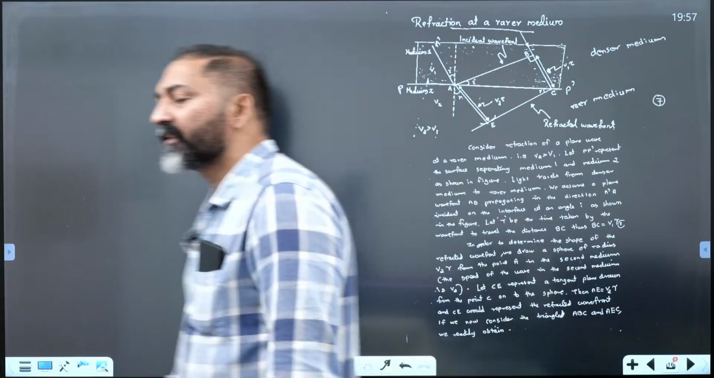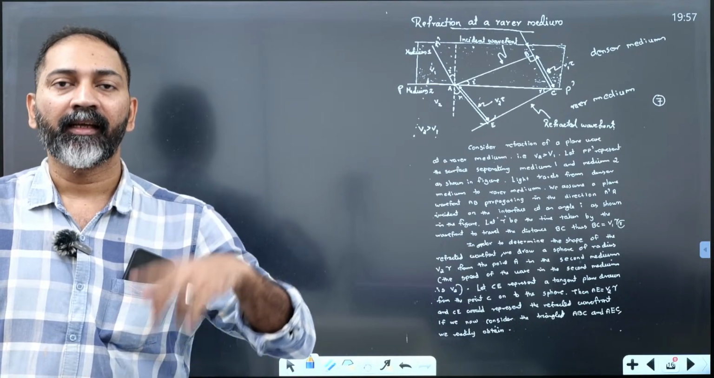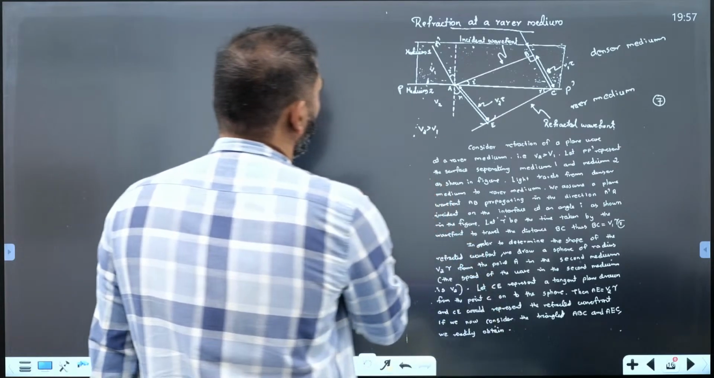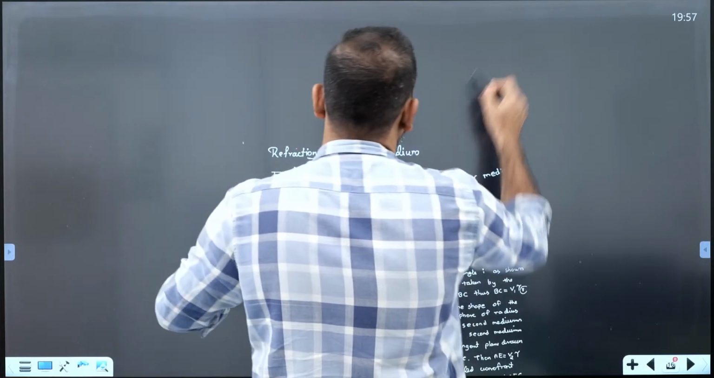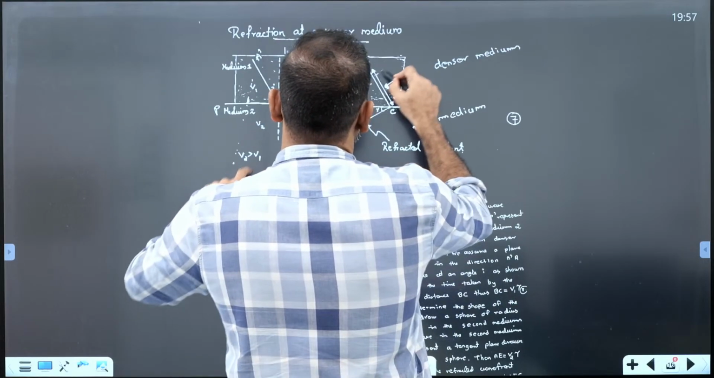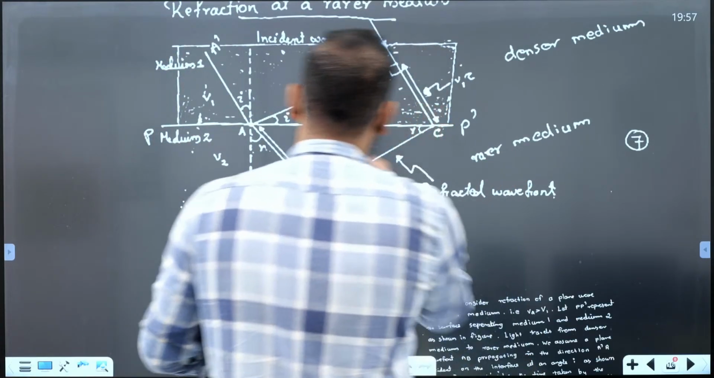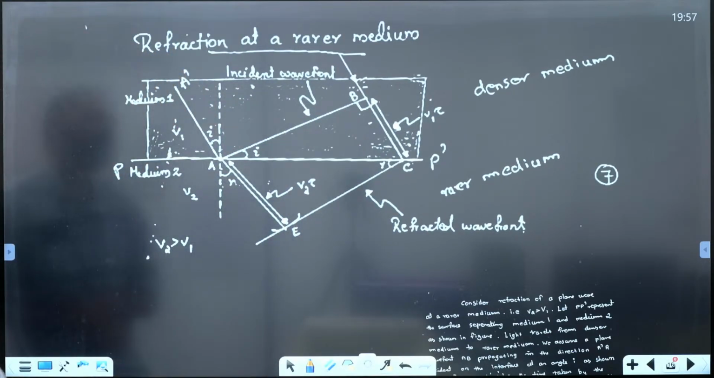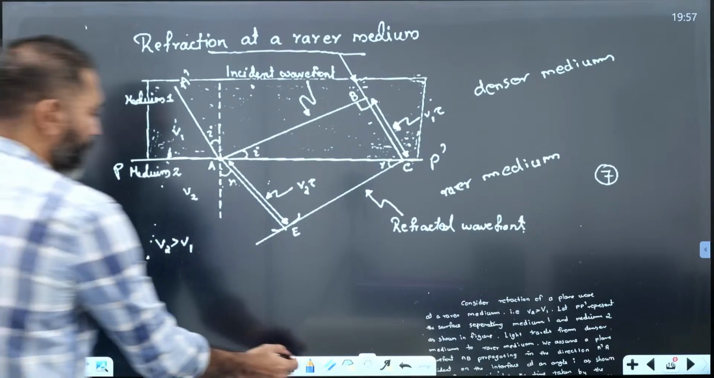Listen, we have proved Huygens principle when a light ray travels from rarer to denser. Now we have to prove the exact opposite: denser to rarer. So it is called refraction at a rarer medium, because the light ray is traveling from denser to rarer.